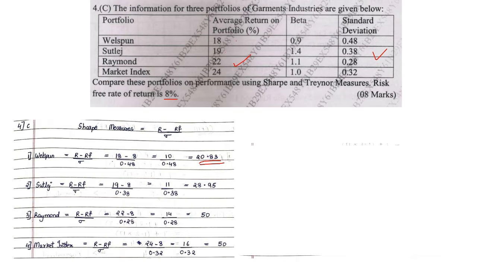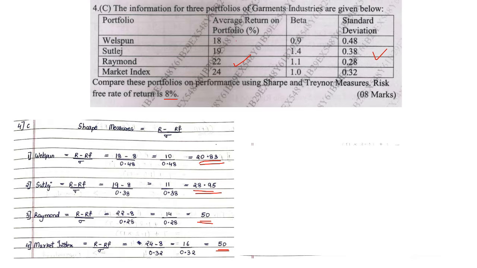For Sutlej, it will be 19 minus 8 upon 0.38, which comes to 28.95. For Raymond, 22 minus 8 upon 0.28, which comes to 50. And market index, 24 minus 8 upon 0.32, which comes to again 50. So this is how you all have to solve the portfolios based on Sharpe.